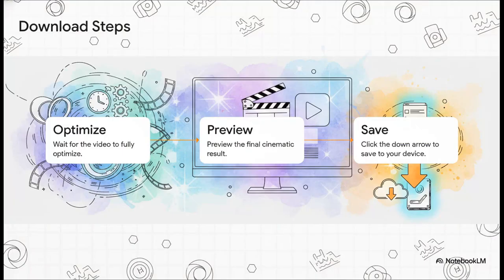Okay, the heavy lifting is done. Once you've clicked Create, here are the final steps. Step 1. Simply wait a moment for the video to fully optimize. Step 2. Preview the final cinematic result right there on your dashboard. And Step 3. Just click that simple down arrow button to save the video directly to your device. From there, the video is yours to drop into an editor, share with friends, whatever you want.